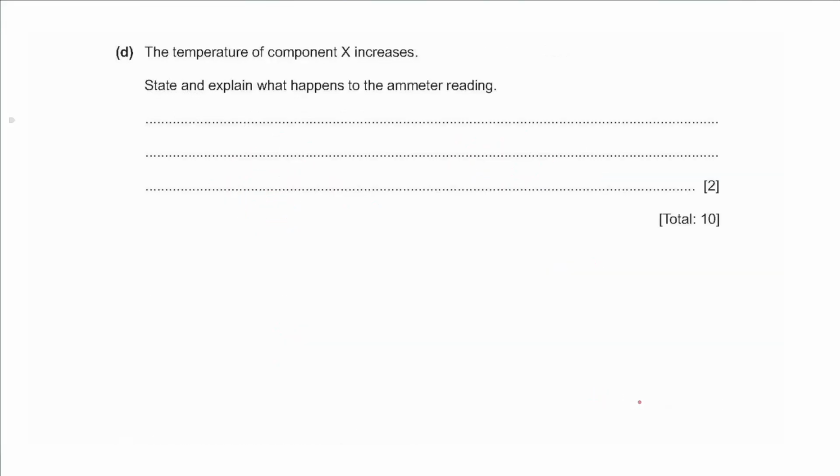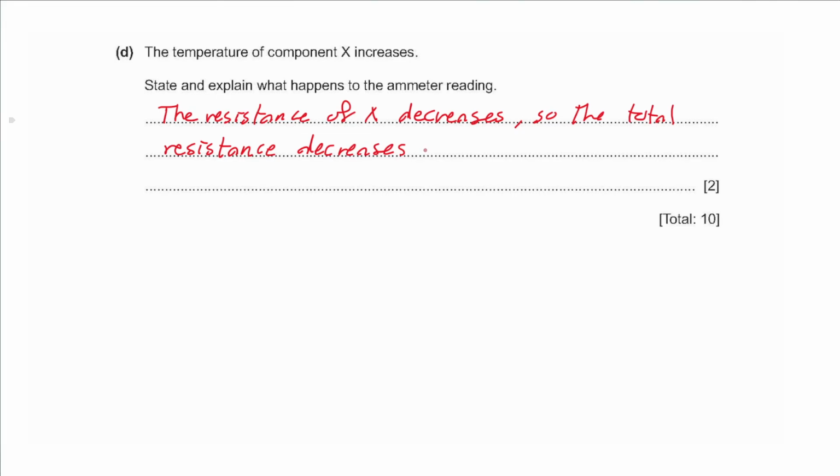Question D says the temperature of component X increases. State and explain what happens to the ammeter reading. We start by saying that the resistance of X, or the thermistor, decreases, so the total resistance also decreases, and current is inversely proportional to resistance, so the reading or the current increases in the circuit.